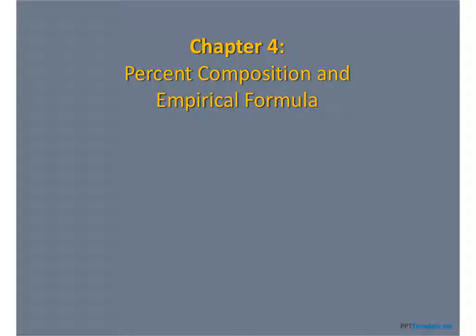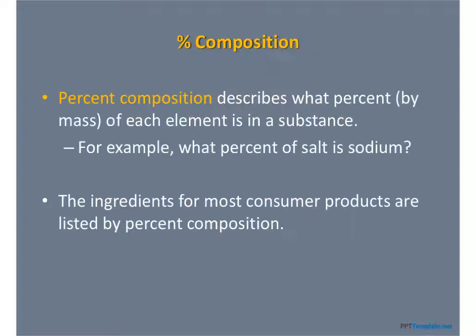This lecture is about how to calculate percent composition of elements in a compound and empirical formula from those percent compositions. When a chemist talks about percent composition, again, they are referring to what percent by mass each of the elements in the compound is. So, for example, if I said, what is the percent sodium in sodium chloride, I would be asking percent by mass.